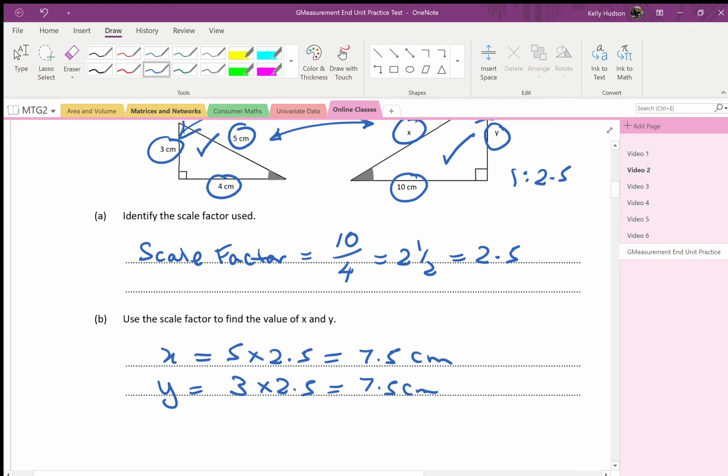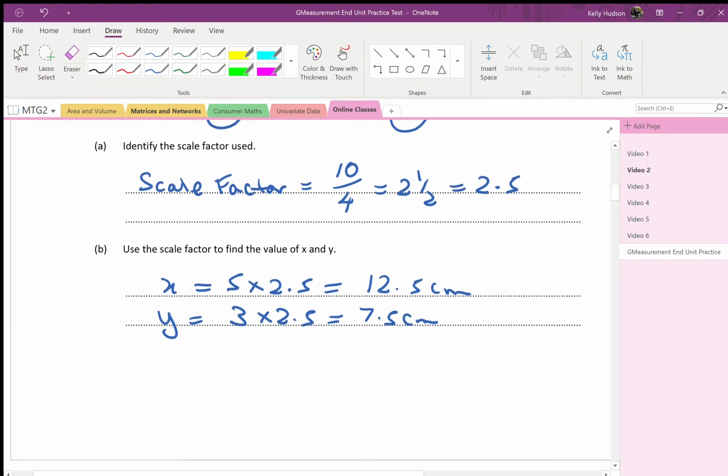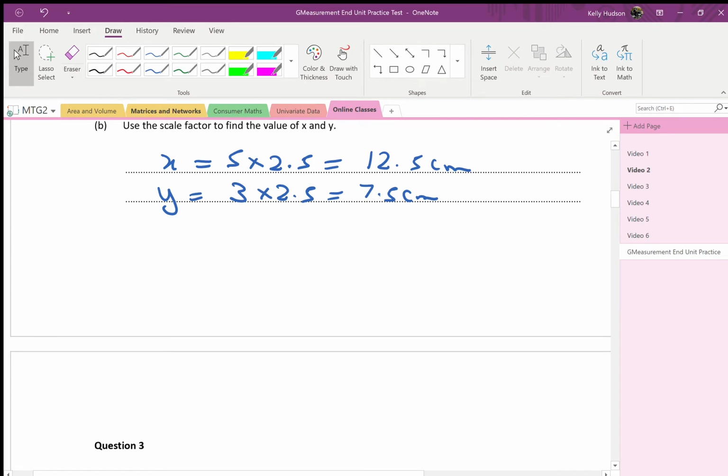Oh, made an error there, sorry about that. My multiplying's out. This is 12.5 centimetres. Okay, so that's our scale question to do with our triangle completed.